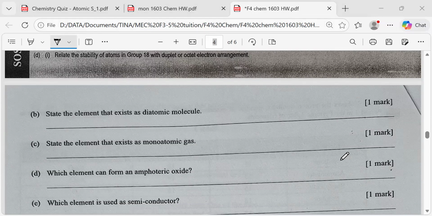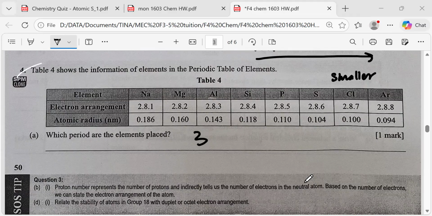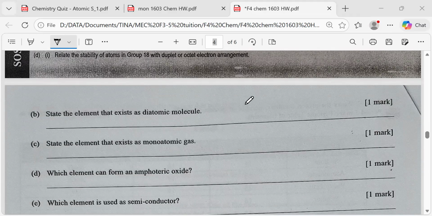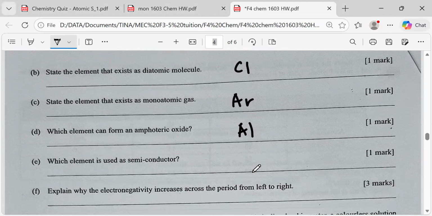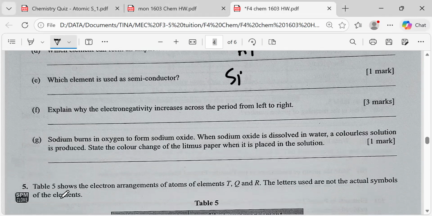Okay, the element that exists as diatomic is chlorine because it's Cl2, right? Element that exists as monoatomic is argon. Which element can be found as amphoteric oxide? Aluminium. Correct? Okay. Used as a semiconductor: silicon. How do you know? I told you that day.